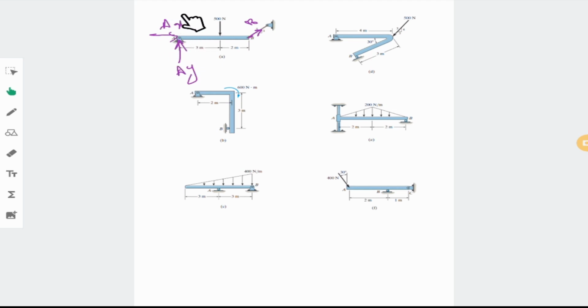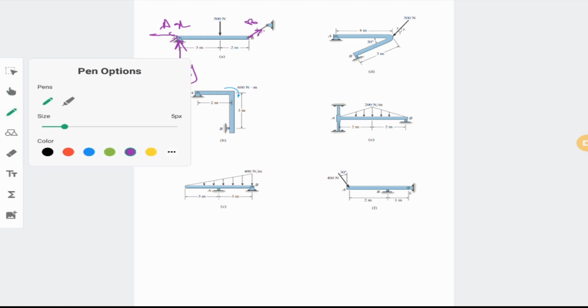One of them is the magnitude of AX, the other one the magnitude of AY. And as you know, in the planar cases we have three equations and three unknowns, and we can solve this. Okay, let's get to the next one.